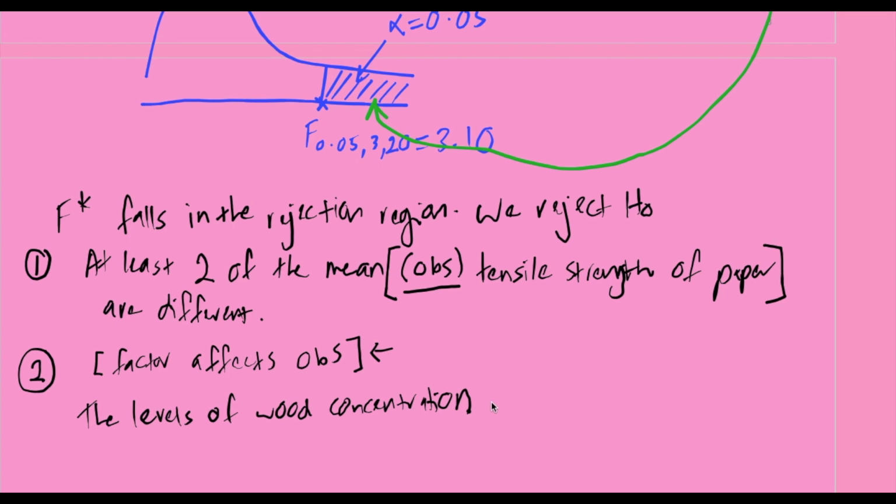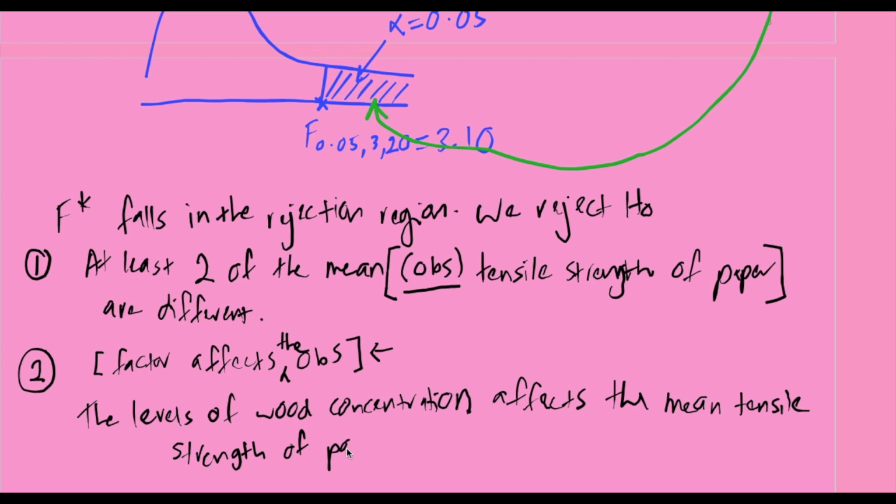You can write significantly affects, or you don't have to write it. Okay, maybe I just don't write it. Affects the observation, right? So what is the observation again? The mean tensile strength of paper. Okay, I hope I made it easy for you to write the conclusion in any case.